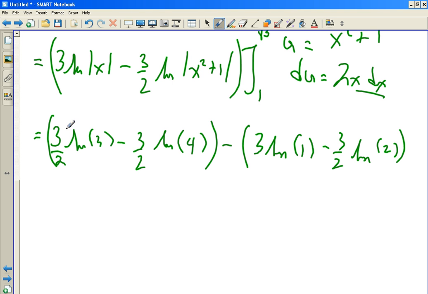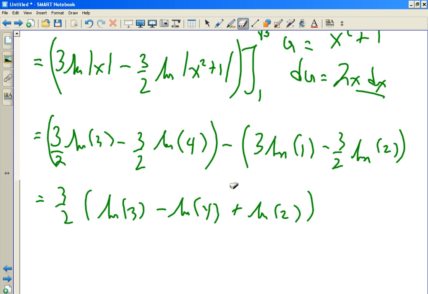Yeah. So how about we take out 3/2 everywhere? And we get 3/2 times ln 3 minus ln 4. Now this is 0, right? ln 1. Minus is plus ln 2. Now that's an answer, but it's not in simplest form because doesn't ln 4 have something to do with ln 2? These combine. Why? How?